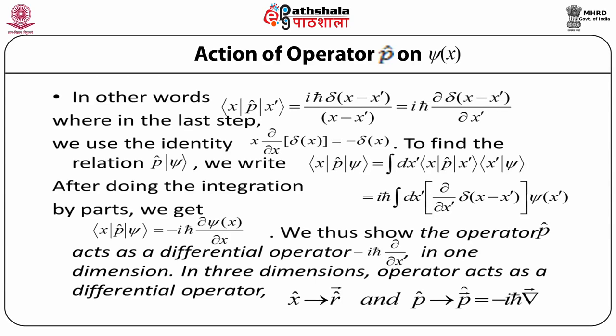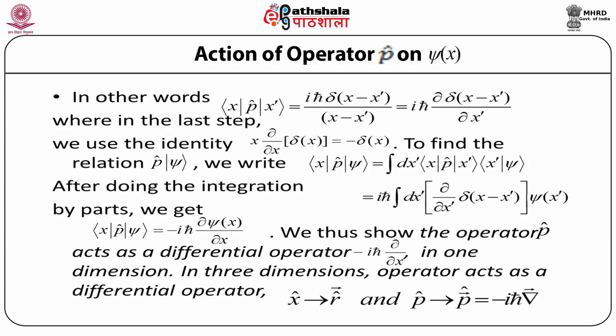Now, in order to solve this integration, we use the method of integration by parts, and using integration by parts, we get the relation <x|p|ψ> = −iħ ∂ψ(x)/∂x. In this manner, we show that the operator p acts as a differential operator −iħ ∂/∂x, or in this manner we have actually defined the momentum operator p in one dimension.